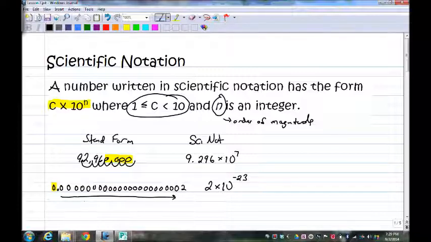So that tells you when I have a number like this, 2 times 10 to the negative 23, and I want to write it in original form, the negative tells me to move the decimal to the left, in the negative direction, so that I get my original number back. Okay? I hope that makes sense.